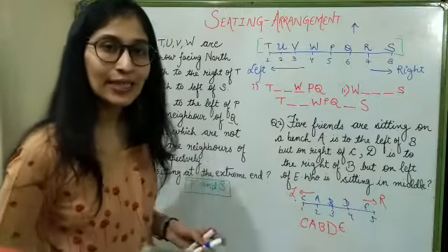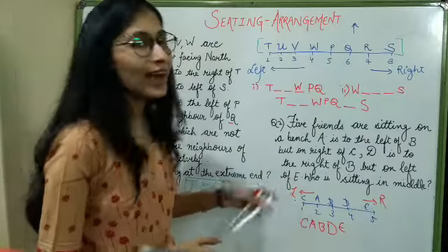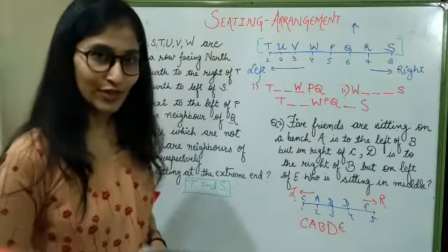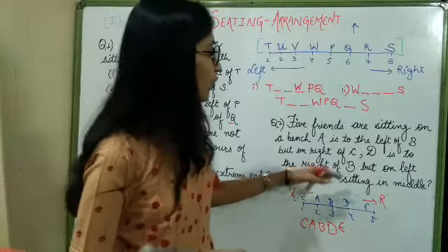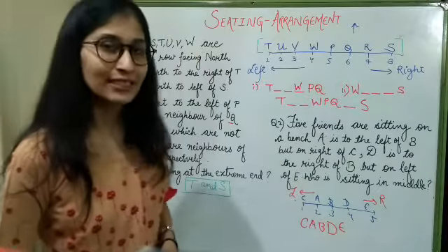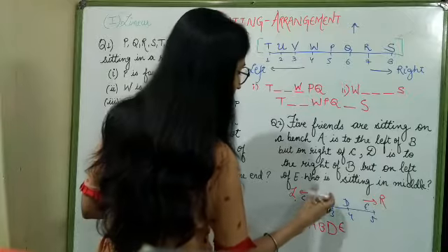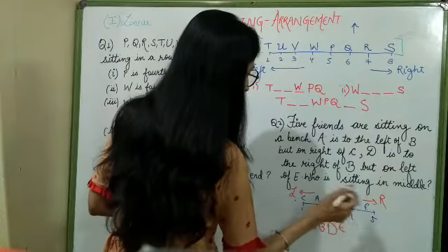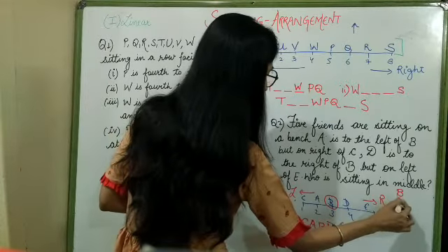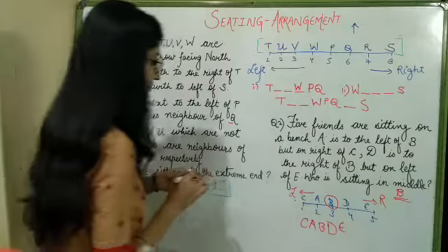Once I am able to place them in linear sitting, I can easily answer the question. Question asked is, who is sitting in the middle? So who is sitting in the middle? My answer will be B. B is the person who is sitting in the middle.